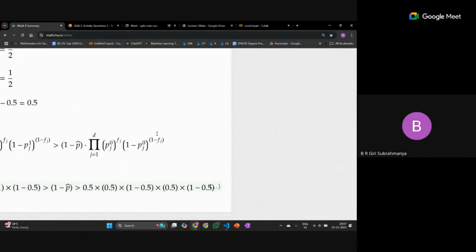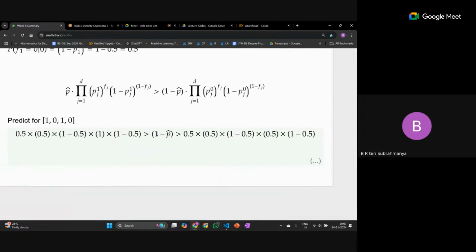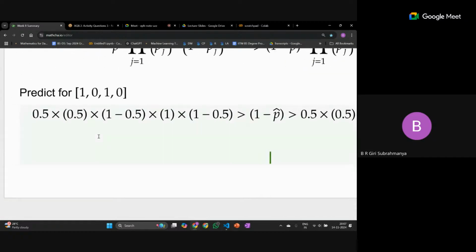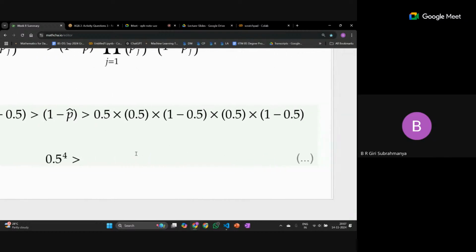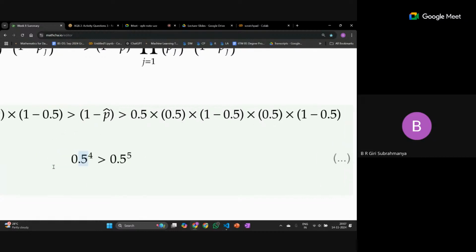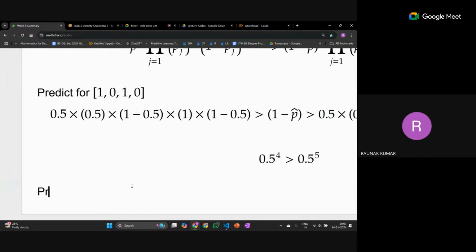Okay. So now what you have to do is you just have to compare all these things. If you look at this, this is 0.5 into 0.5 into 0.5 into 0.5. So this is 0.5 power 4. Is this greater than 0.5 power 5, where everything is 0.5? Now you tell me which is greater. 0.5 power 4 is greater or power 5 is greater? Power 4 is greater because this is less than 1. So the prediction is going to be 1.